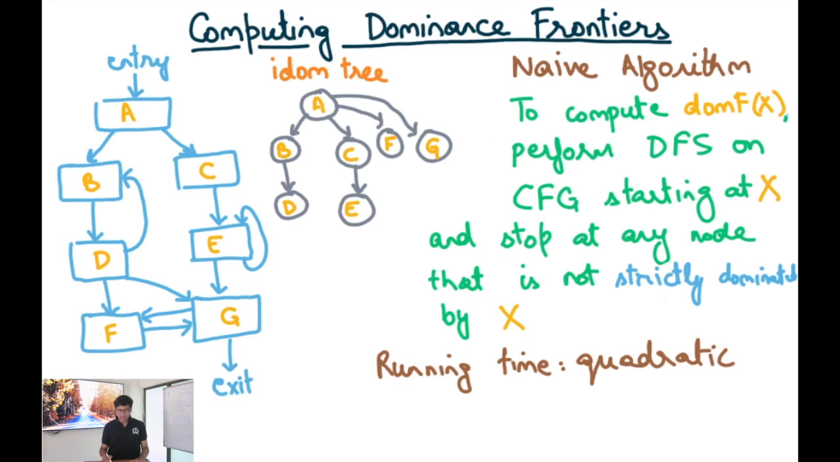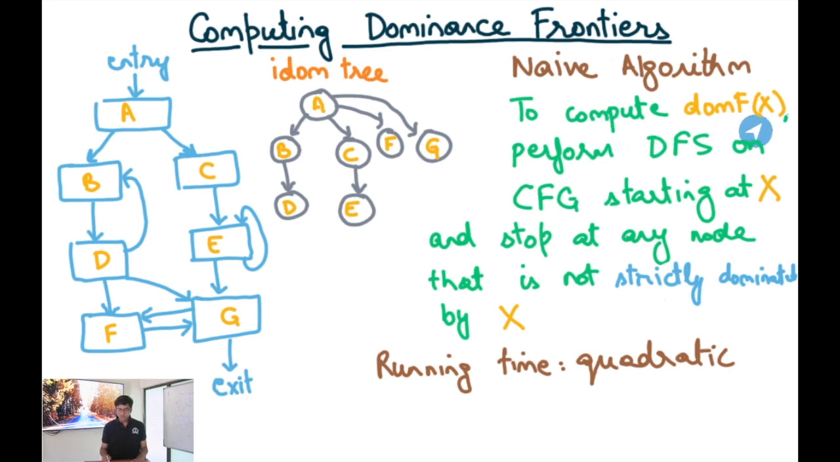And on all the paths, I stop at any node that is not strictly dominated by X. And that I put in the dominance frontier. Recall that that was the definition of dominance frontier. Basically, on the path, all the nodes on the path are dominated by X, except for this node which is not strictly dominated by X, in which case I just put it in my dominance frontier and stop there.